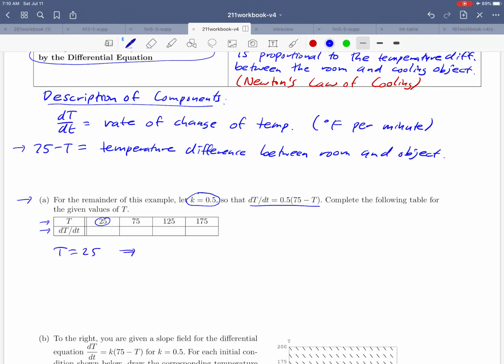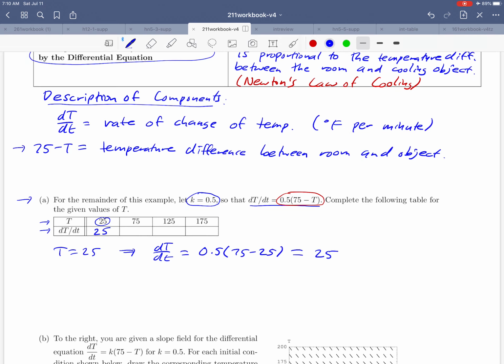25. If we substitute T equals 25 into the formula for this differential equation, we're going to be substituting 25 in there. So let's see, we'll get 0.5 times (75 minus 25). And if you do the arithmetic there, what you discover is that you get out 25. That's the value of the derivative.